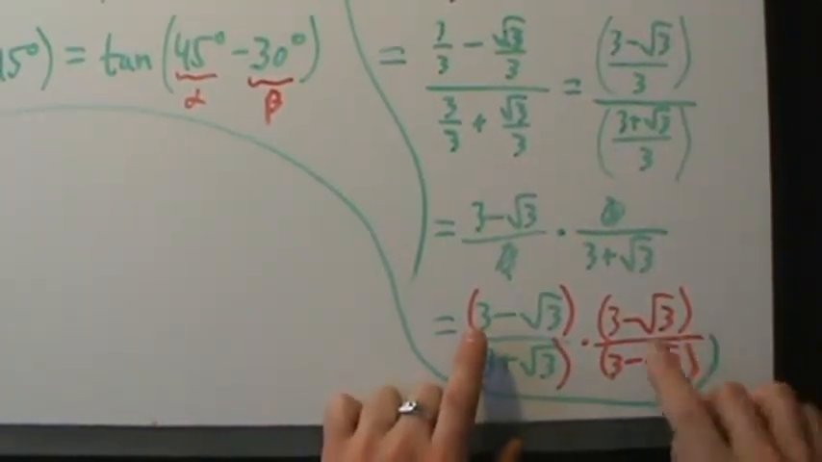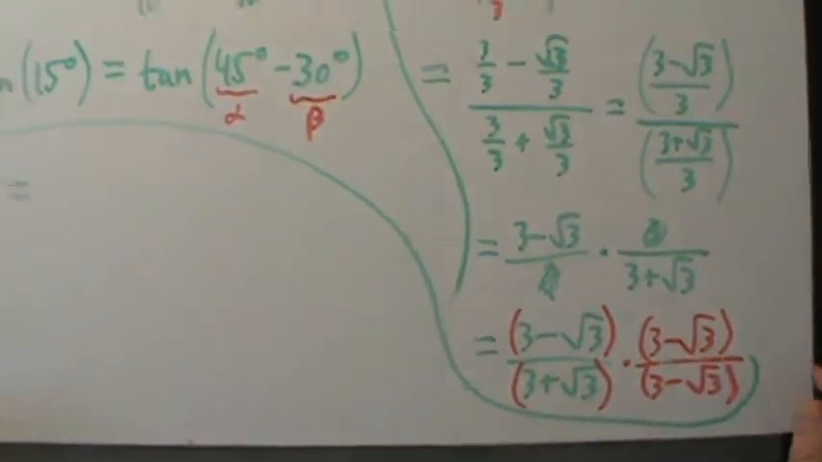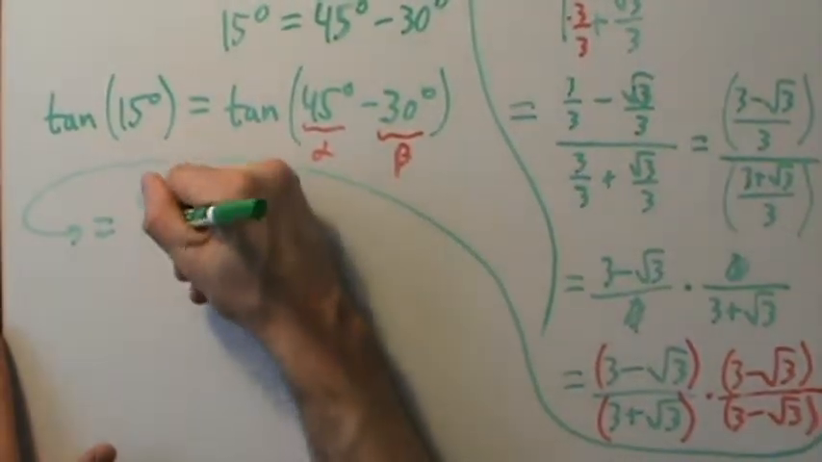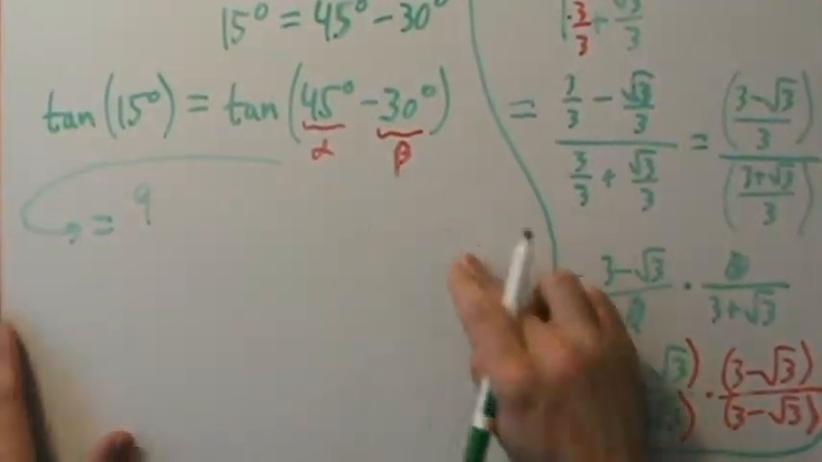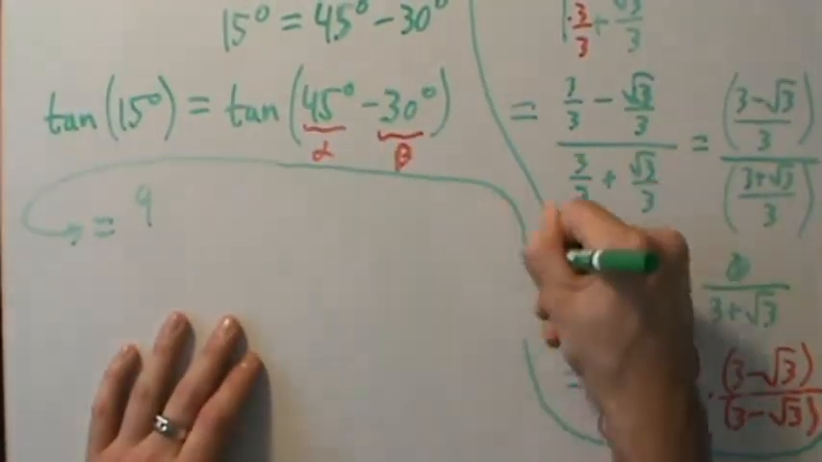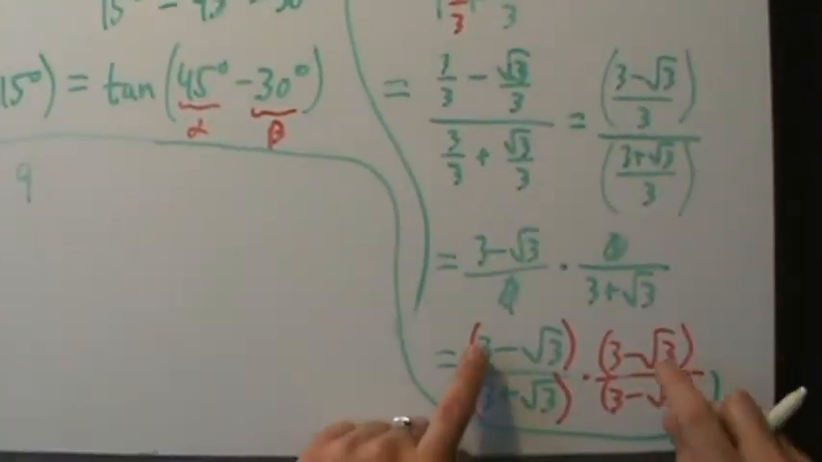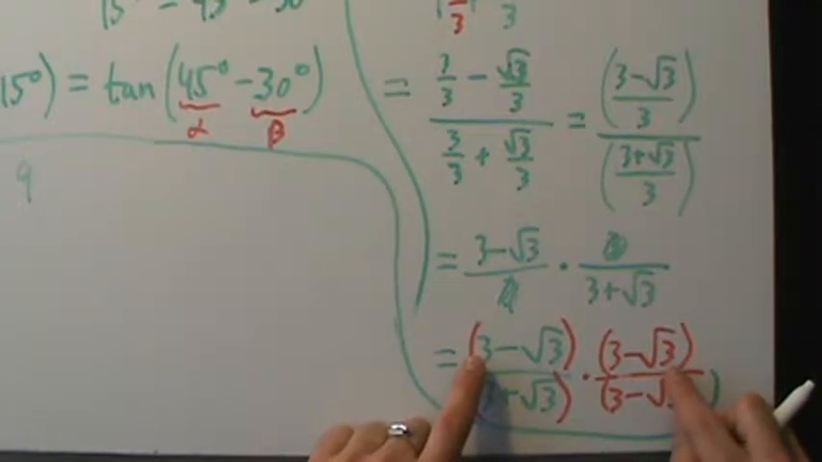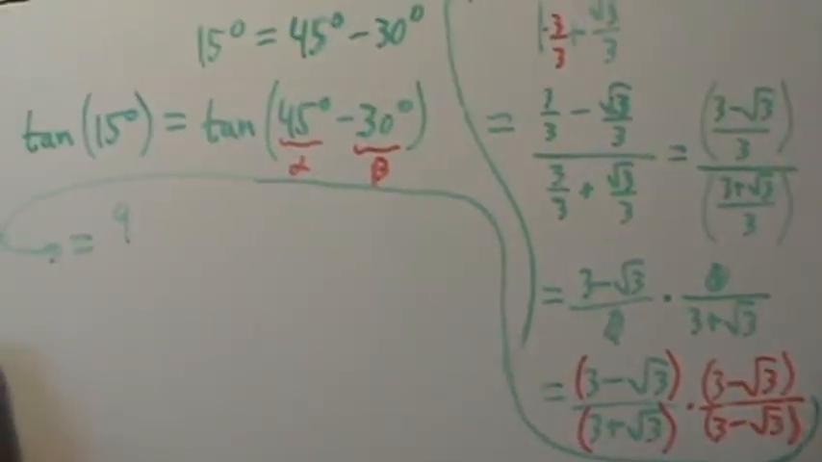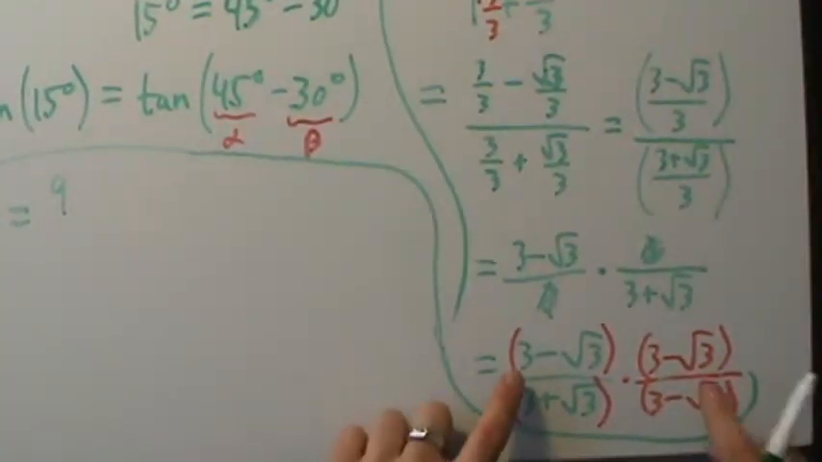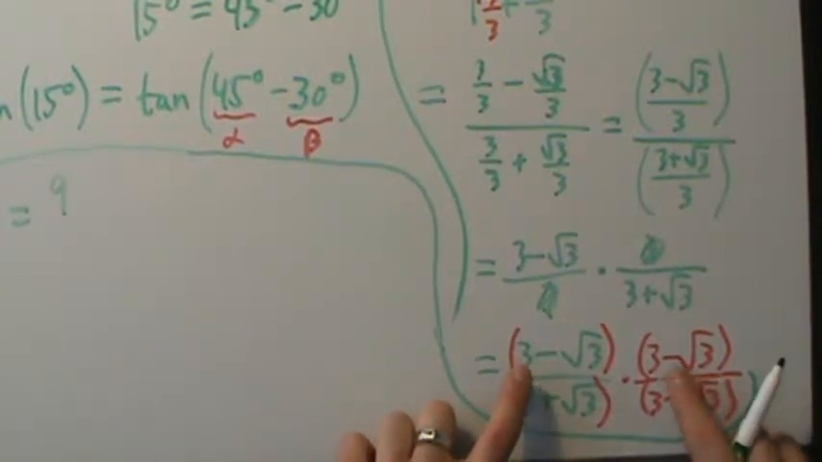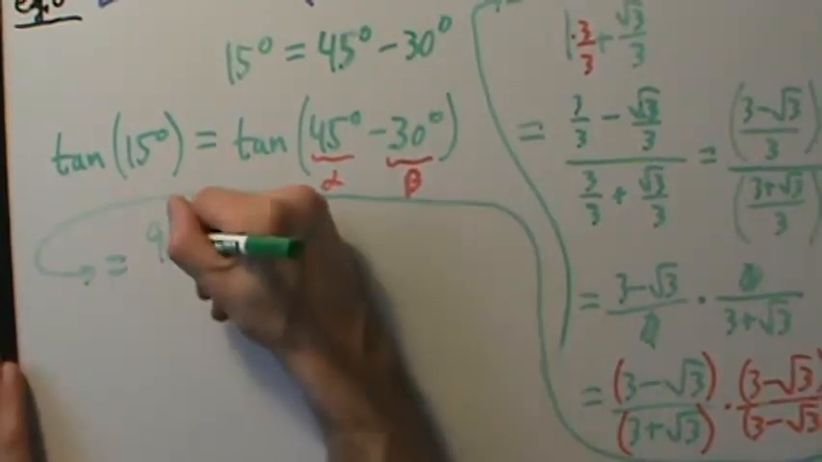So if we FOIL on the top, first gives us 3 times 3, which is 9. And then outer, 3 times negative square root of 3. So outer is going to give us minus 3 times square root of 3. Okay, so we have minus 3 root 3 for outer.